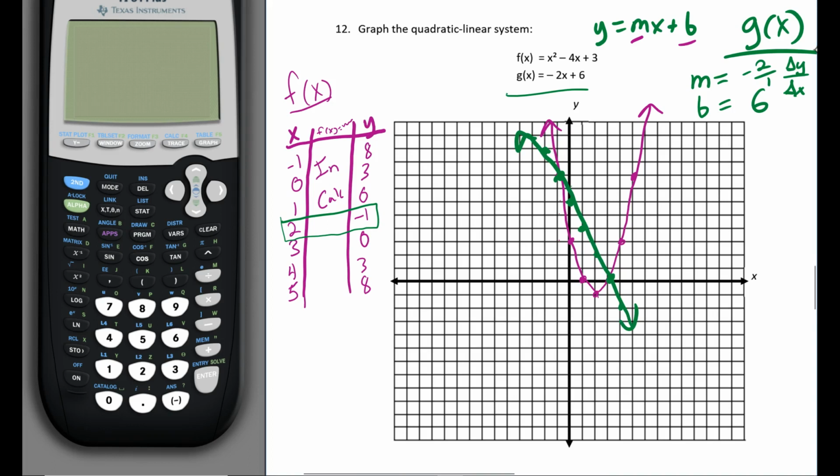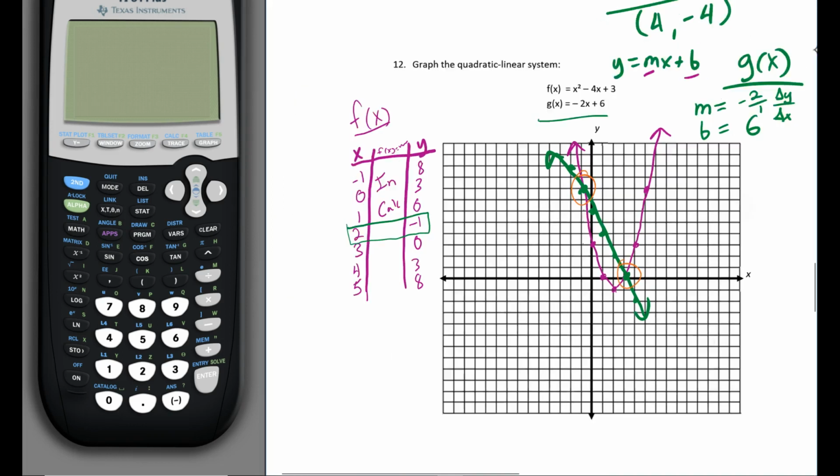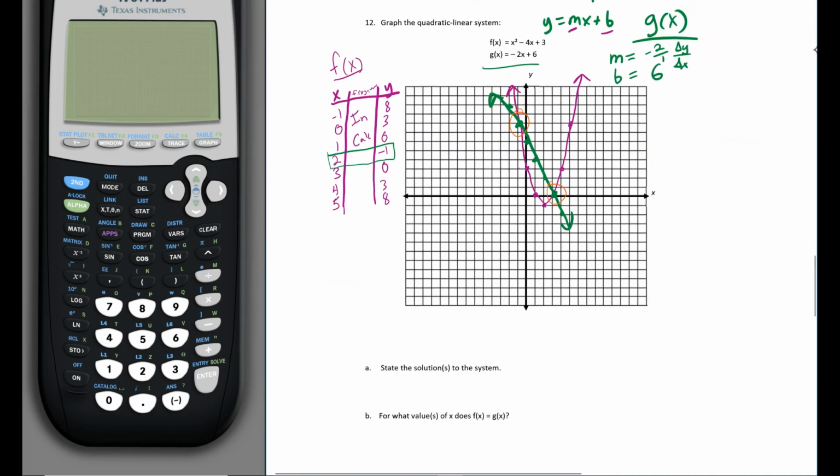So this is what this system of equations looks like. It's a parabola intersected by a line at 2 points, right here and right here. So let's see what the question asks from us. The question asks, state the solutions to the system. The solutions to the system are the points that both of the graphs have in common. So in this case, it looks like (-1, 8) was that first point that they have in common, and the other point that they have in common right there is (3, 0).